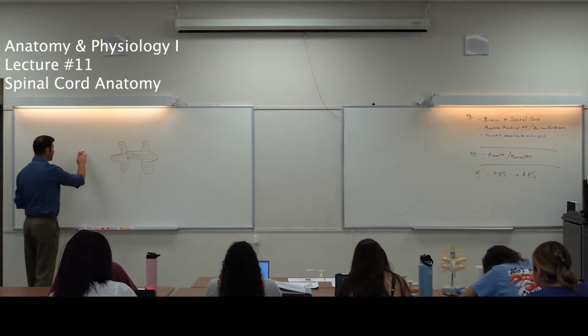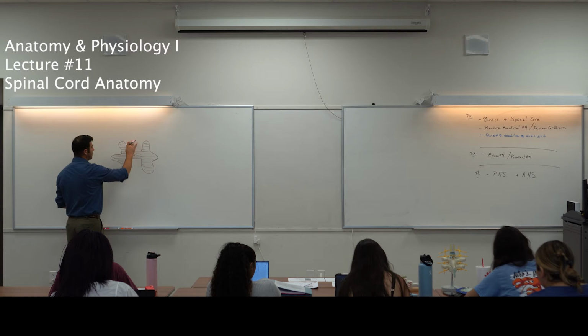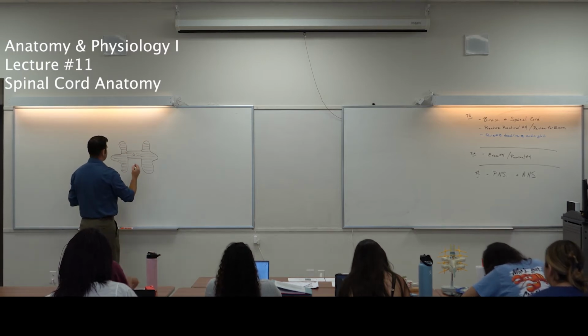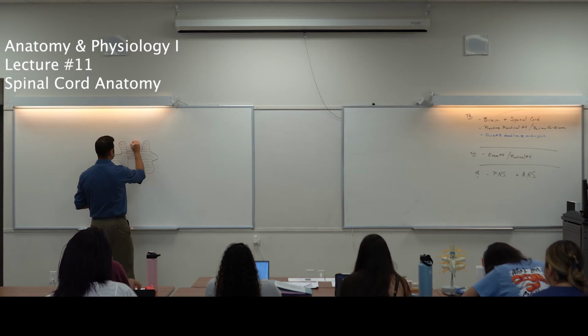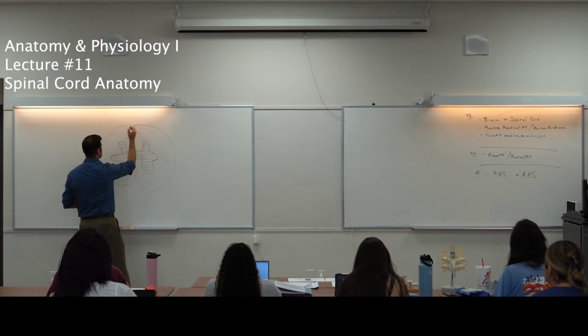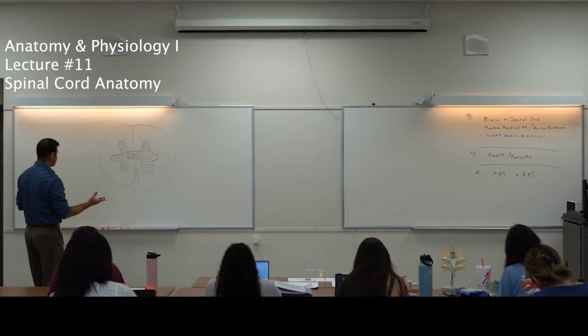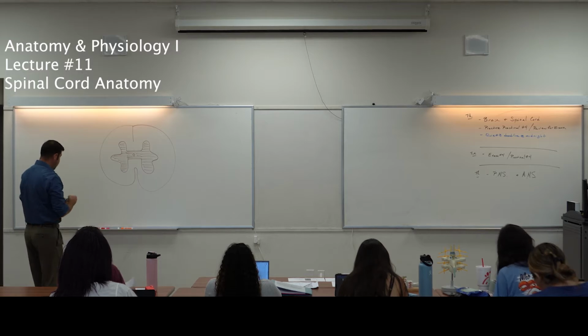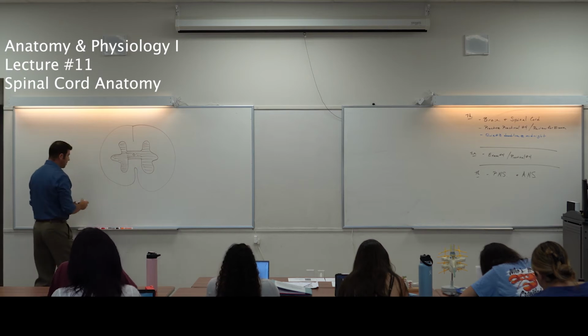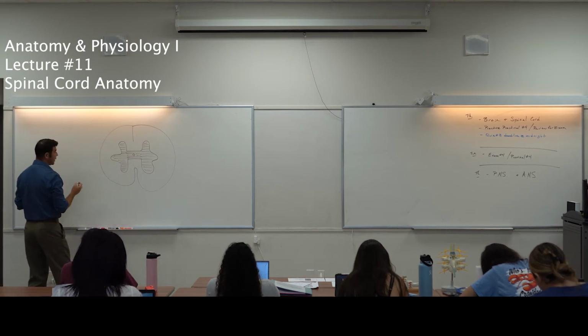This is a spinal cord sketch. I'm trying to draw the gray matter that's in the spinal cord. Let's do it like this. I'll try and do this mirror image the best I can. Let's start there. Let's start labeling this spinal cord sketch that we have.